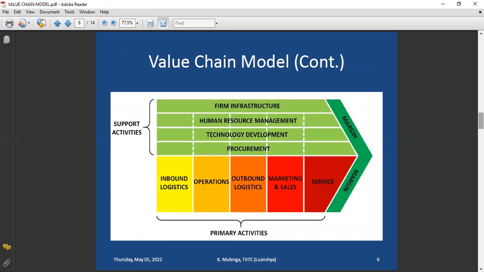Now, what is the makeup of a value chain model? A value chain model is made up of two sets of activities. We have primary activities and secondary or supporting activities. Under primary activities we have inbound logistics, operations, outbound logistics, sales and marketing, and after service. Then under support activities, or secondary activities, we have firm infrastructure, human resource management, technology development and procurement.